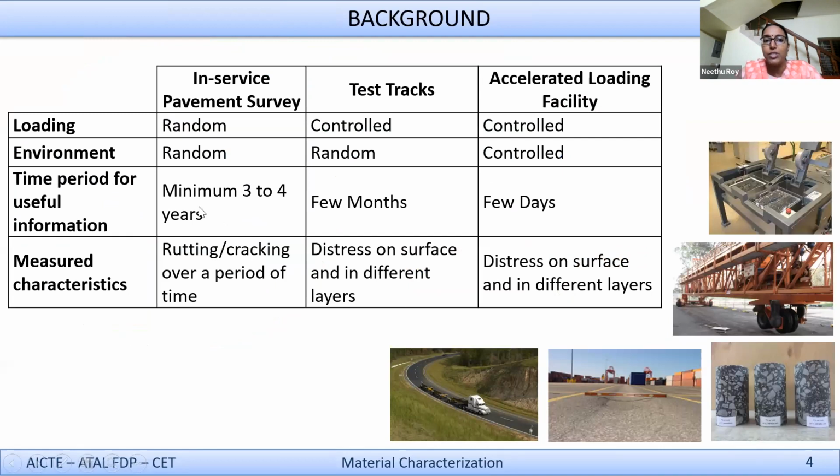Now, how do they differ? As I already mentioned, if it is an in-service pavement survey, your loading is random, your environmental conditions are random, and the time period required for collecting this data may go from 3 to 4 years, because all these damages that you see in the field don't happen overnight, right? It will take a lot of years to accumulate and propagate on top of the surface of the pavement. So it takes a lot of time, and such in-service pavement studies will give you a lot of information on the various causative factors responsible for the rutting and fatigue cracking in the field.